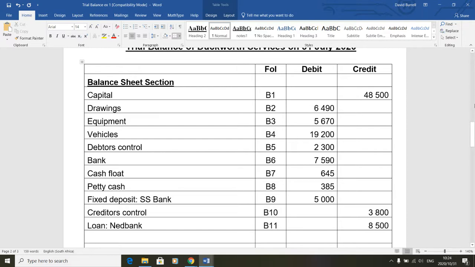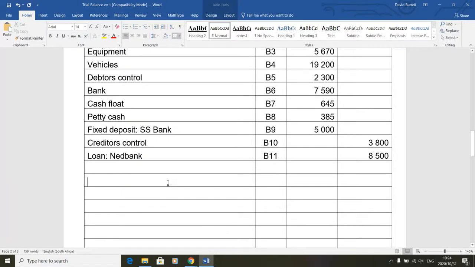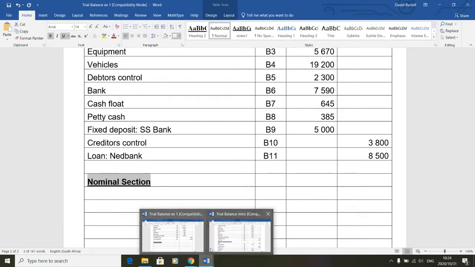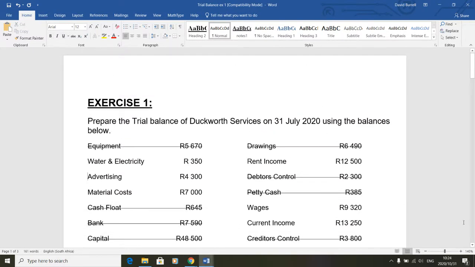Okay, that's it. And now we need to do the nominal section. So I'm losing my headings there, but the two money columns are obviously debit and credit. So it's going to be nominal section. Now I do actually want the bold and the underlining just for my headings. Okay, so let us go back and we see what we've got here.